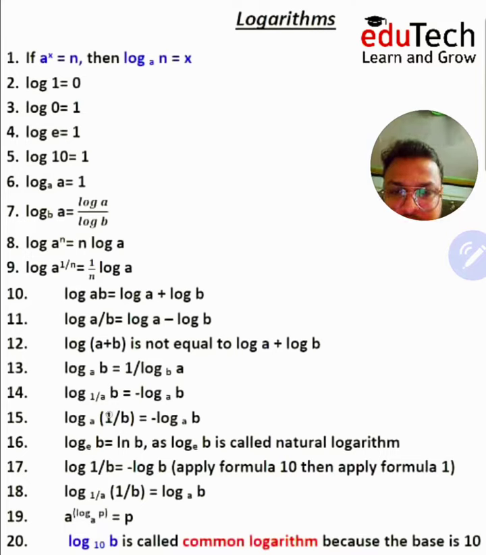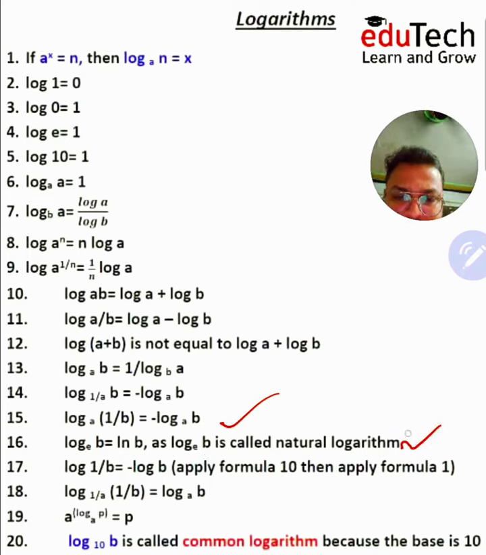14th one, log b to the base 1 upon a equals minus log b to the base a. 15th one, log 1 by b to the base a can be written as minus log b to the base a.